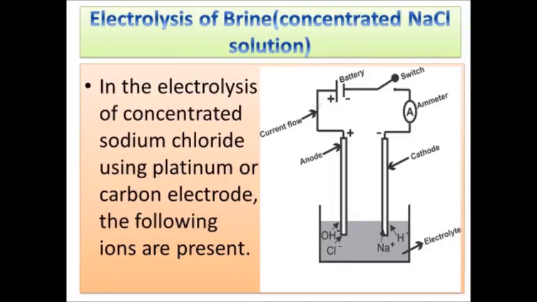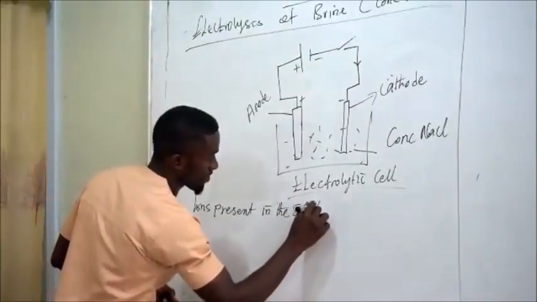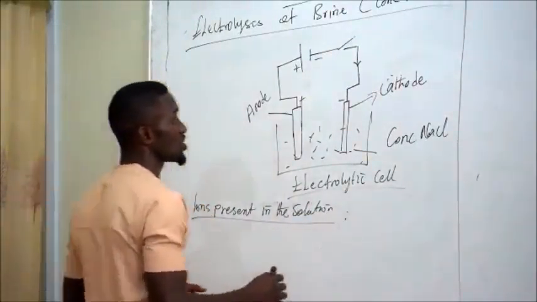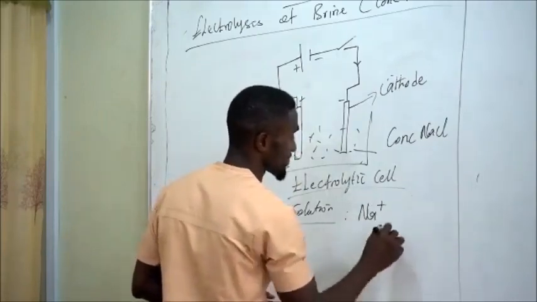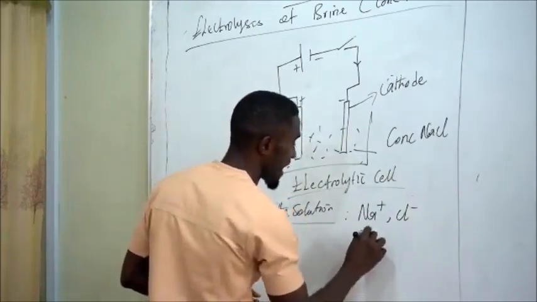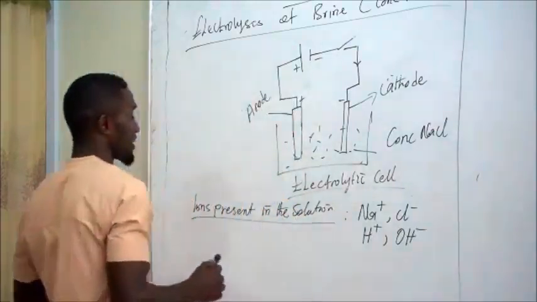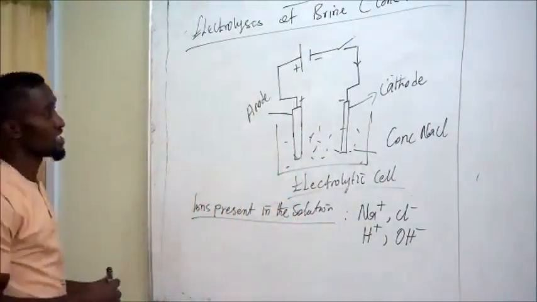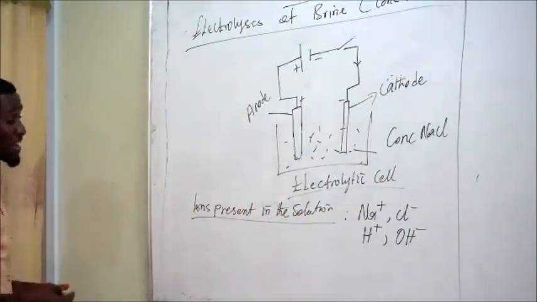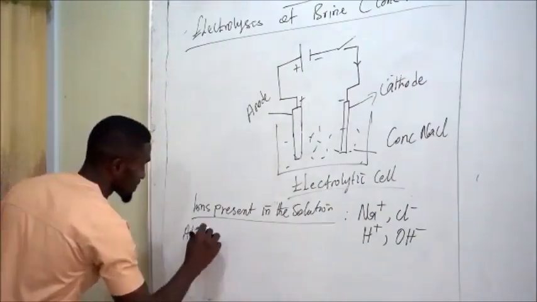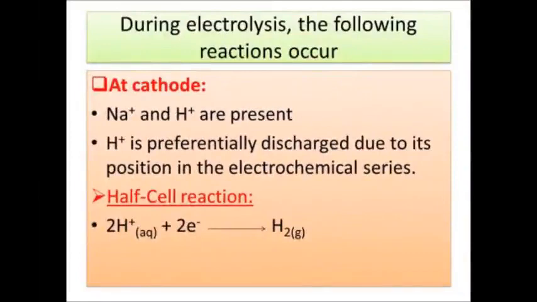Okay, now what are the ions present in the solution? The ions present in the solution include sodium ion, chloride ion, hydrogen ion, and hydroxyl ion. Now these are the ions present in the electrolyte, which is brine. Now at the cathode, the ions present at the cathode include sodium ion and hydrogen ion. So they have cell reaction.